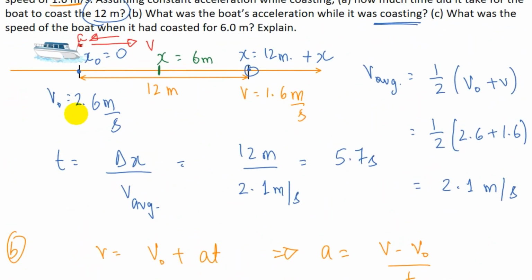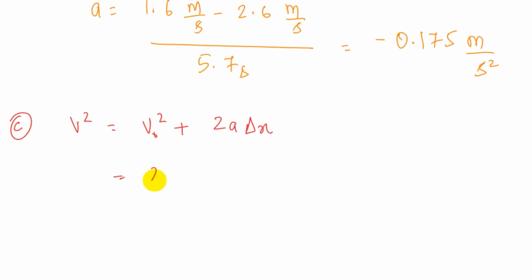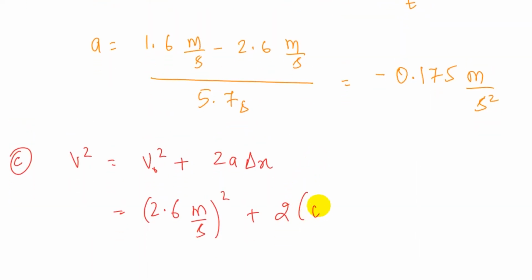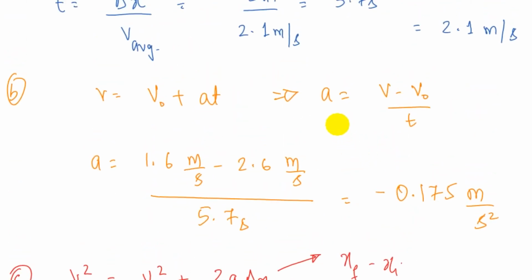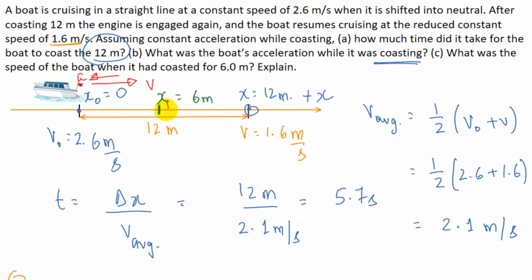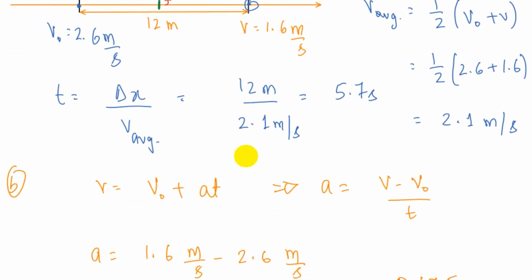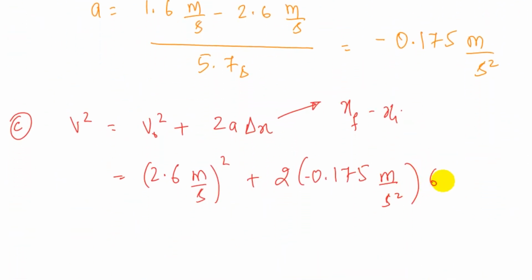v naught we have 2.6, so this would be 2.6 squared, plus 2 times, now acceleration we have calculated to be negative 0.175 meter per second squared. Now what is delta x? This is xf minus xi. In this case, C part, this would be the xf. So 6 minus 0, that is 6. So 6 meter. This is equal to v square.